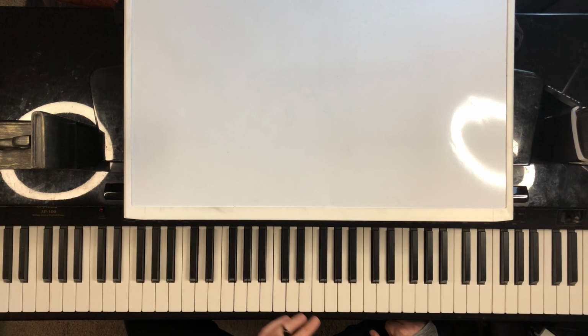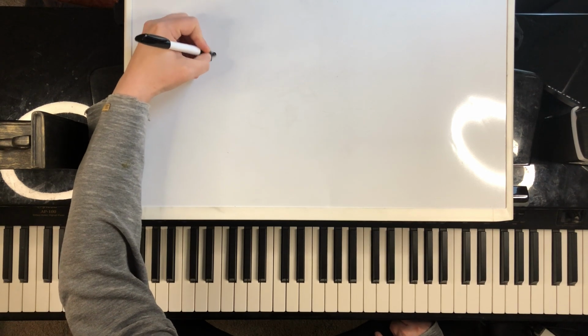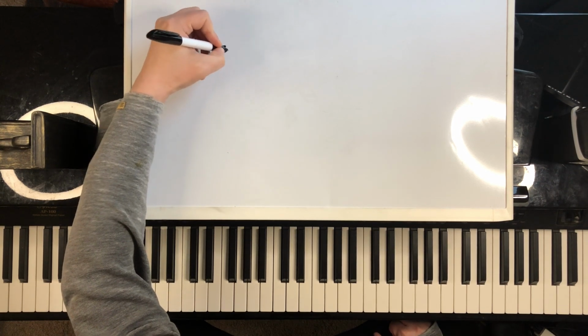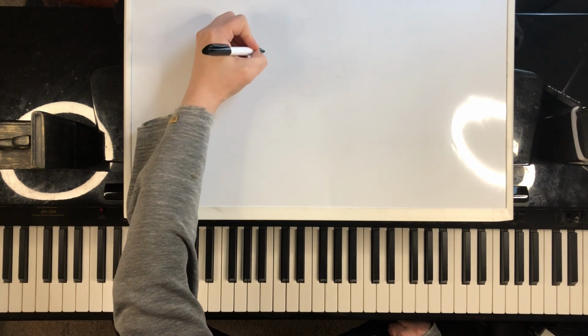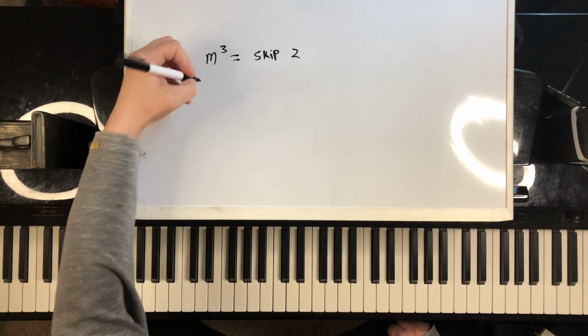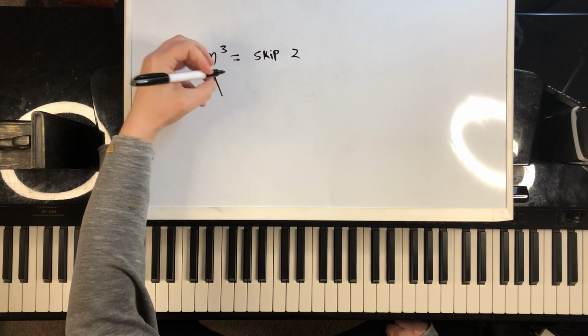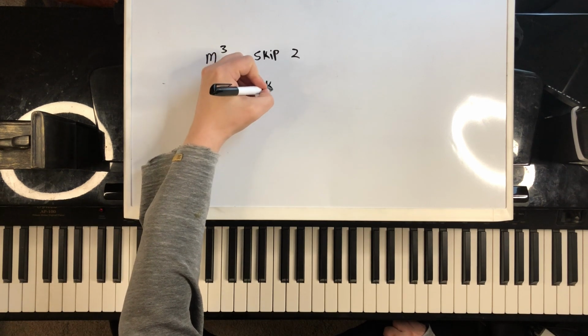So let's just start with some terminology. I'll put it here. If we have a minor third, that's a little m, that means we're going to skip two notes. So I'll just go ahead and write that, skip two. If we get a major third, it's a big M, and we're going to skip three.